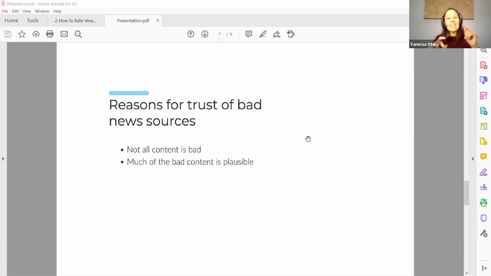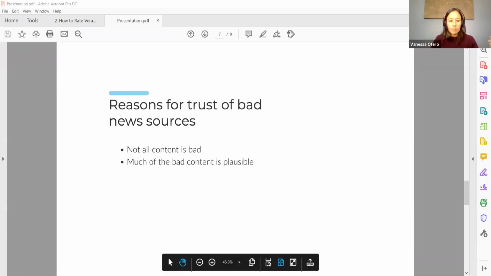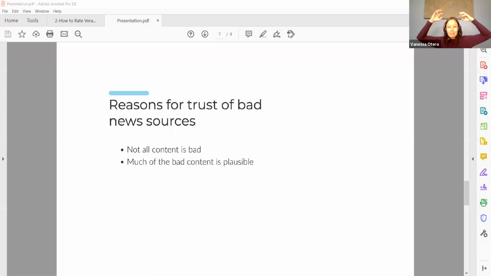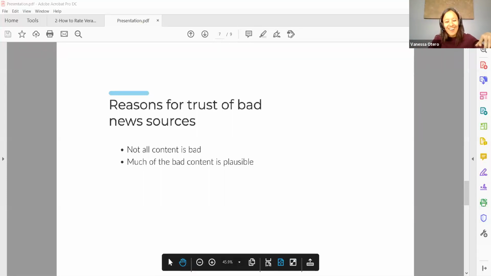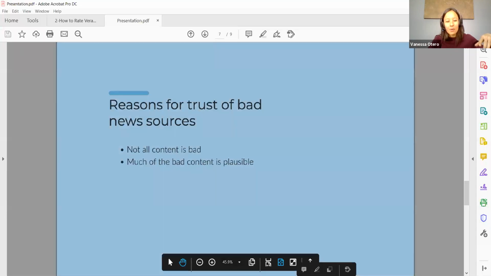And the other thing is that even some of that bad content, that 1/3 or 1/10, is plausible, okay? And we covered what plausible means earlier. So how do you tell if not all good news sources are good all the time, or not all bad news sources are wrong all the time? How do you tell? So I don't want to frustrate you too much. Here's one strategy.